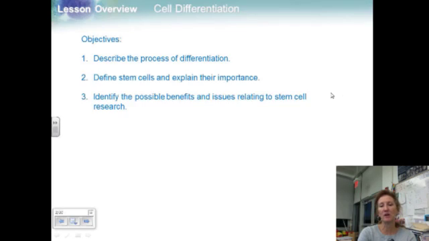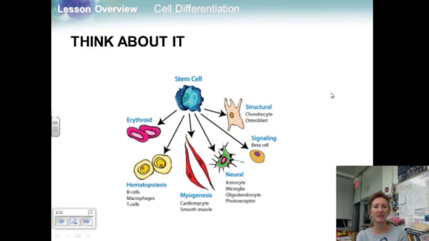Now let's look at our objectives: to describe the process of differentiation, define stem cells and their importance, and identify the possible benefits and issues relating to stem cell research. All right, it's all about stem cells today.